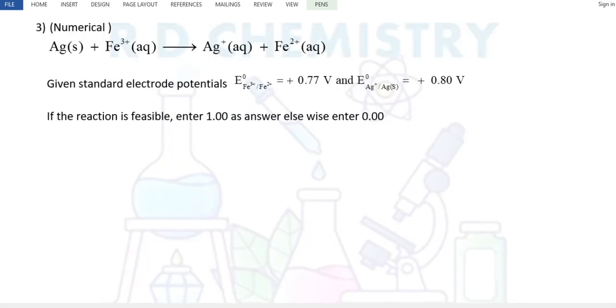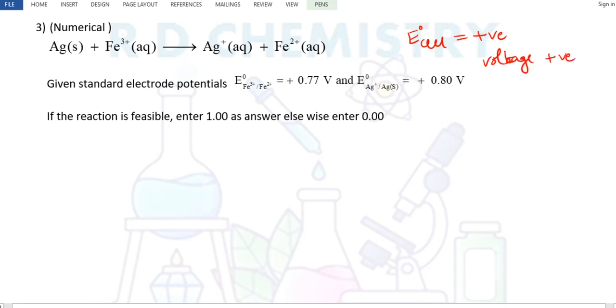Question number 3, numerical type question. They are given a cell reaction: silver plus ferric ions gives silver plus 1 and ferrous ions. Standard reduction potential values are given. If the reaction is feasible, enter 1.00, or else enter 0.00. If the reaction is spontaneous, then its E naught cell value should be a positive quantity. The voltage should always be positive.